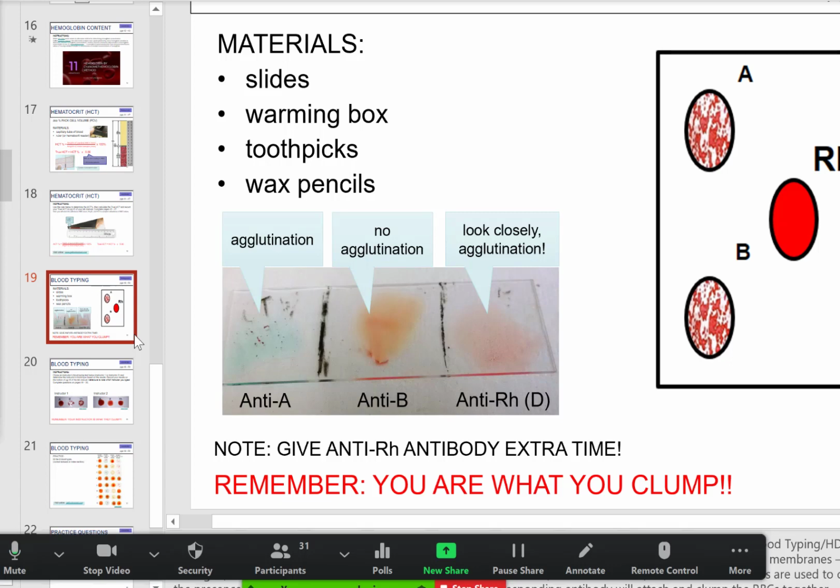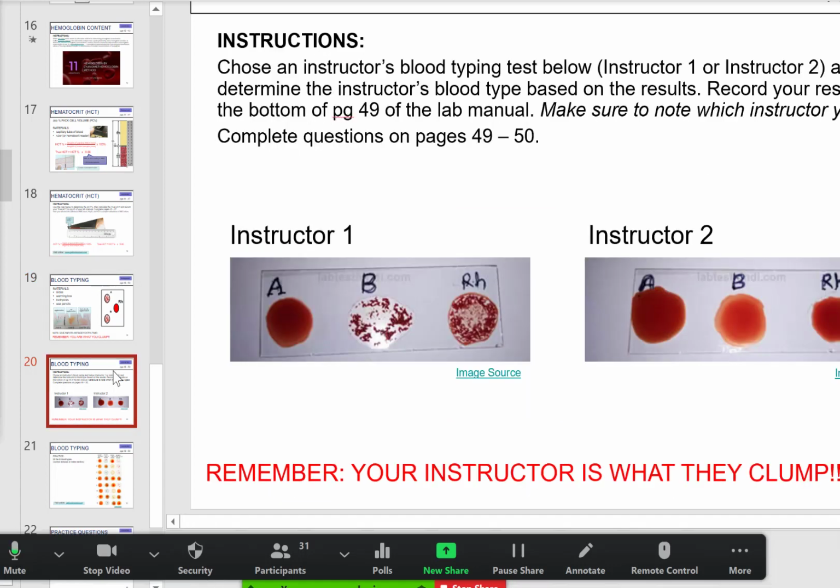It's difficult to see on this slide, but this person has agglutination on the anti-A side, and they have agglutination on the anti-D side. And this person is A positive. Let's look at other samples that are easier to see this agglutination. This slide is much better. Here are blood samples from 2 instructors.